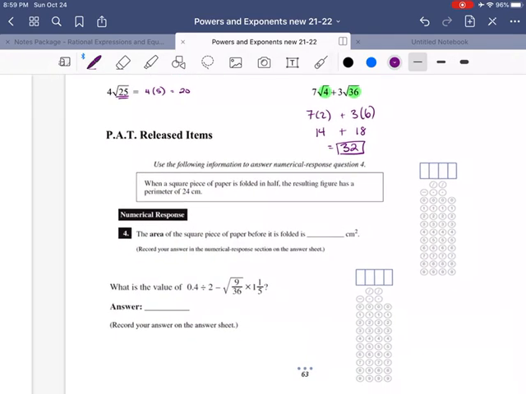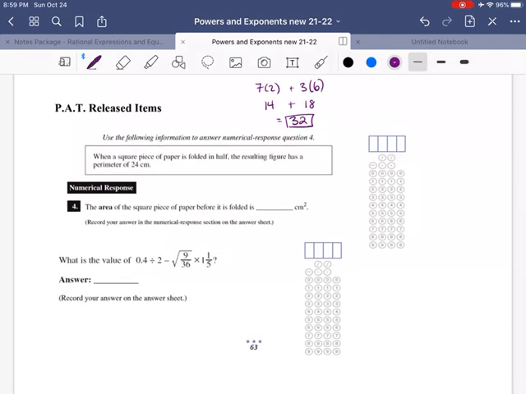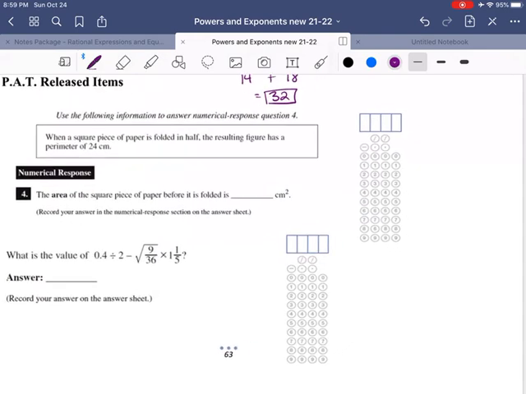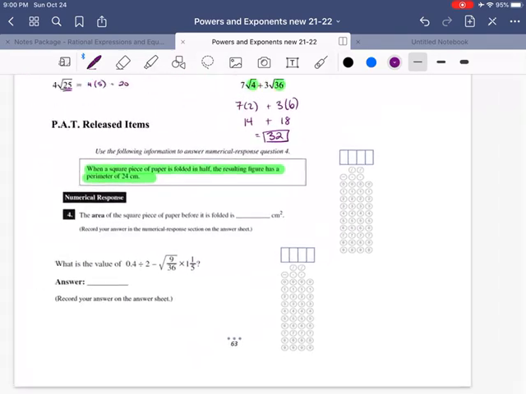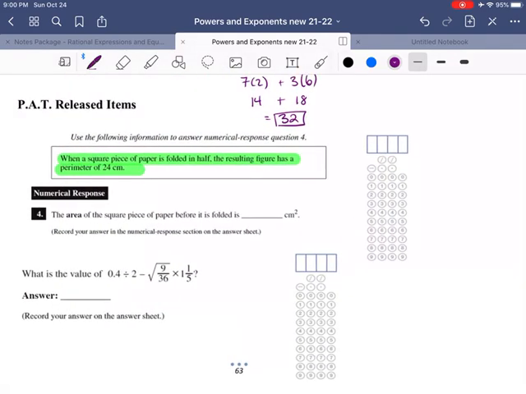Awesome. So let's do some PAT questions, not only to practice the square roots, but also to practice filling in the scantrons. So when a square piece of paper is folded in half, the resulting figure has a perimeter of 24. So it's folded in half, and the resulting perimeter is 24.